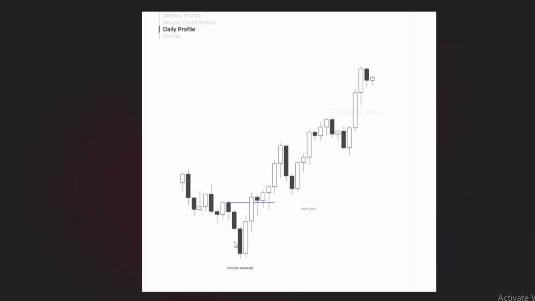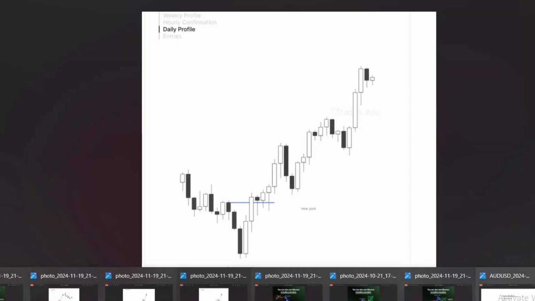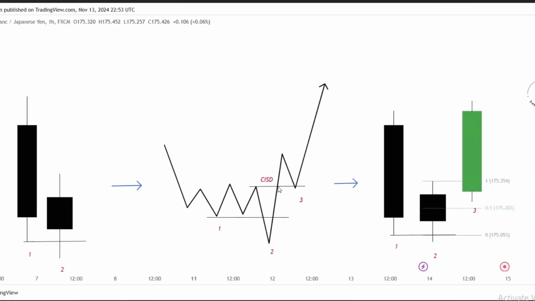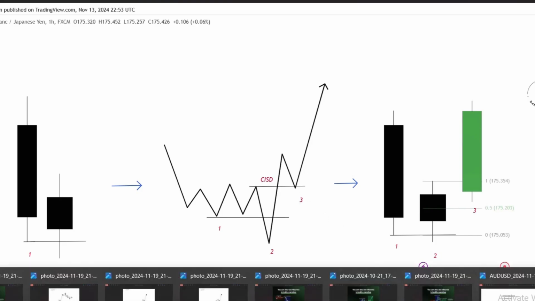So we want the candle 2 CISD, which is this one, to get tagged during the London session or the New York session. We don't want it to get tagged during Asia. If it gets tagged during Asia, we are not going to trade it. We want the candle 2 CISD to get tagged during the London session or New York session.